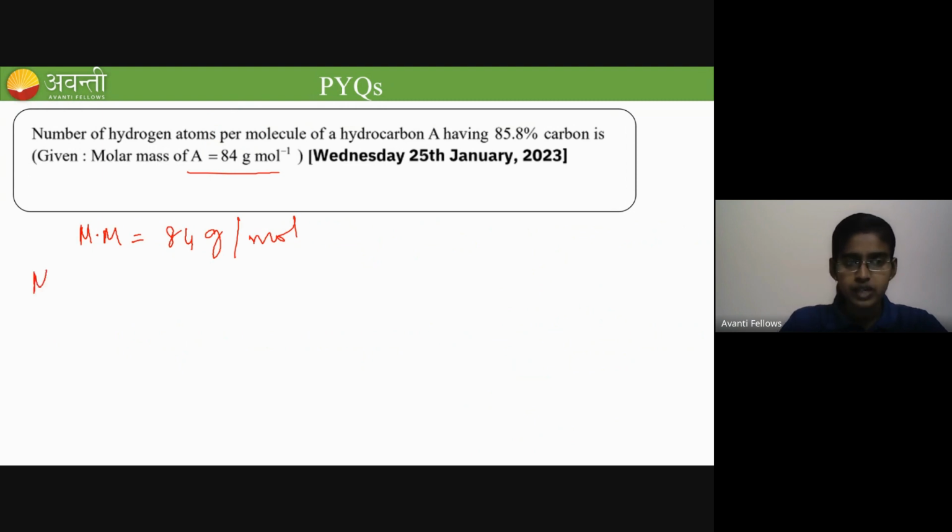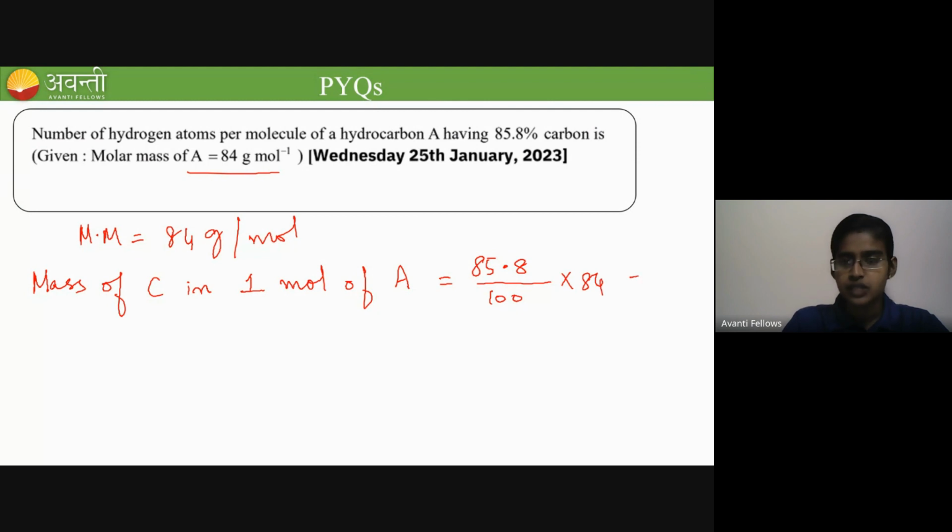Now, what we need to do, we have to find out the mass of carbon in 1 mole of the organic compound A. So, the mass of carbon is 85.8%, just multiplied by the molar mass. So, this will give you 72 gram. So, 72 gram of carbon is present in 1 mole of A.